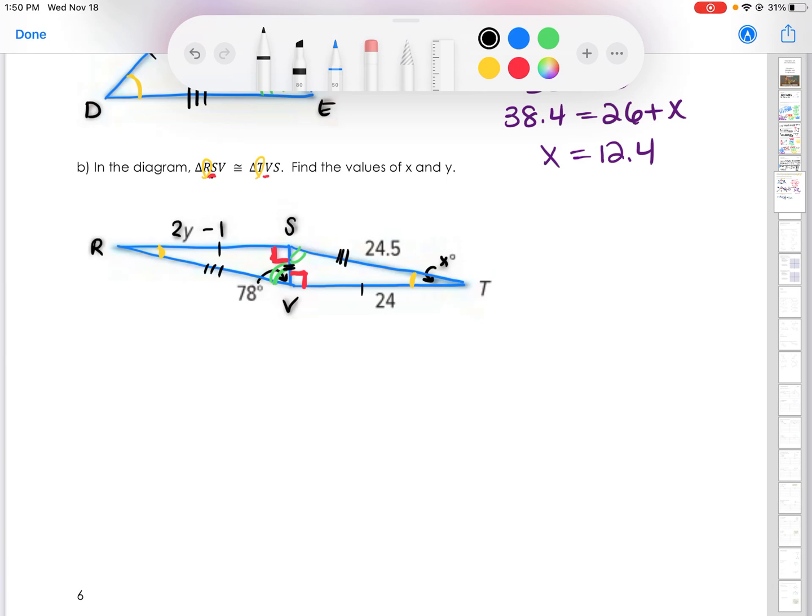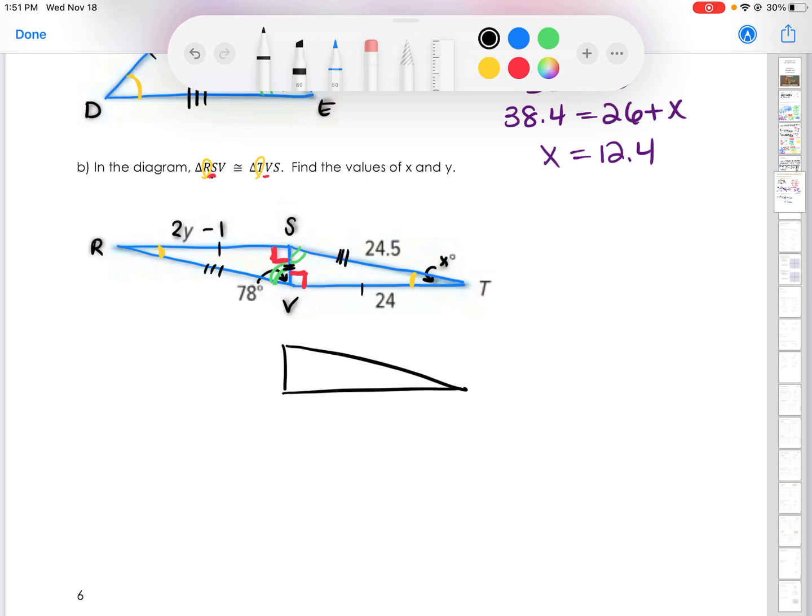Okay, so now we can find our variables. So x is that yellow angle. I don't have the other yellow angle, but I do have something else. Looking at this triangle here, actually it doesn't matter which triangle I look at. It might even be easier to do the other one. Let's do the other one.